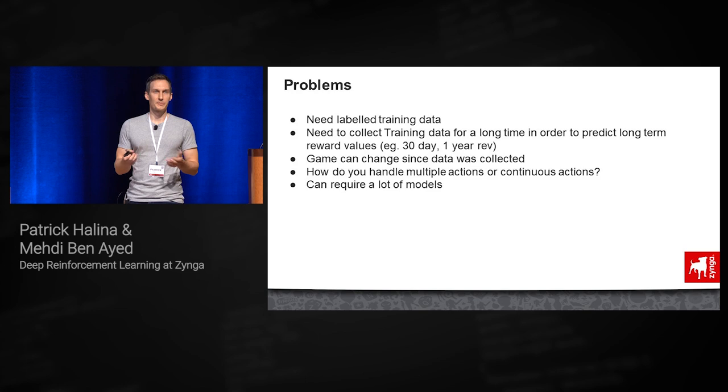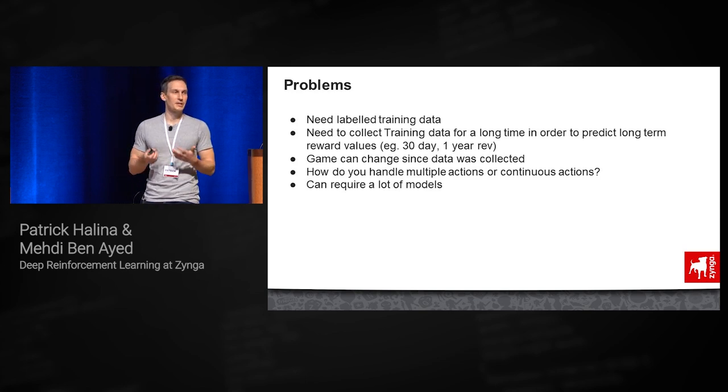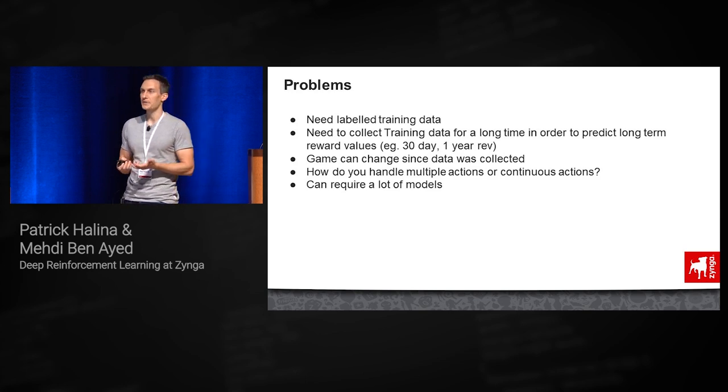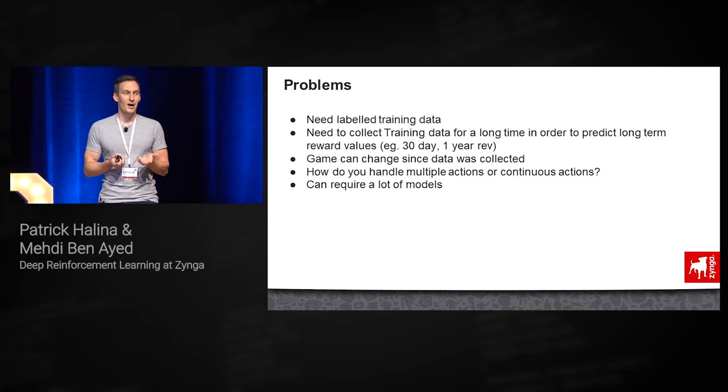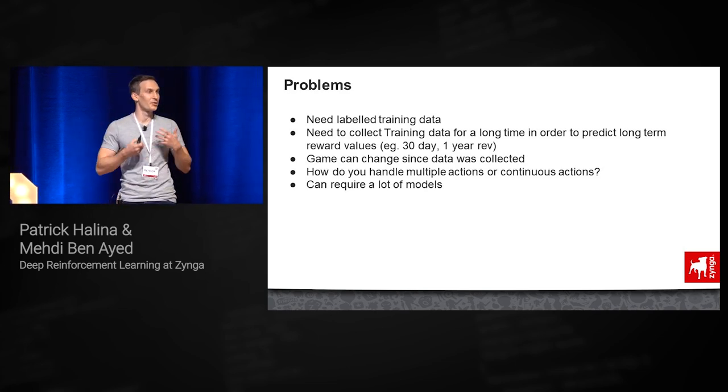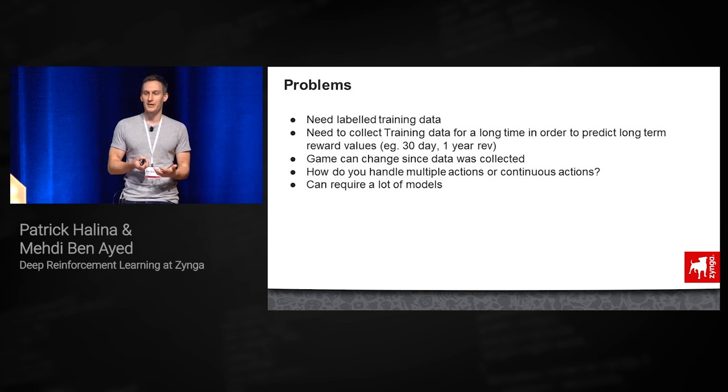But this has its own set of problems. To train a supervised model, you need labeled training data. And often, if we're trying to maximize some type of long-term reward or long-term outcome, a proxy for that is like 30 days of data or 1 year of data, which means for a long time, you have to serve up these different actions to users in various states and then wait a year or 30 days or however long it is to get the outcome you're trying to measure.